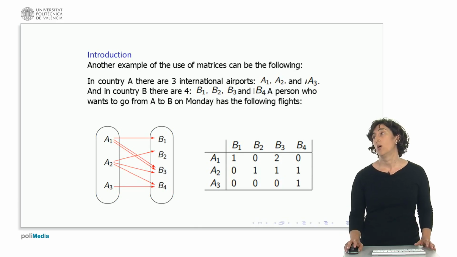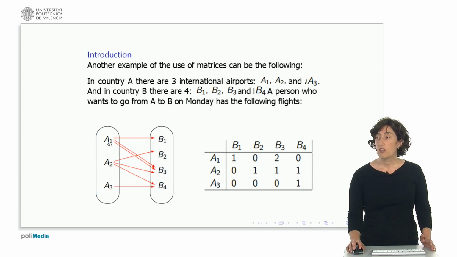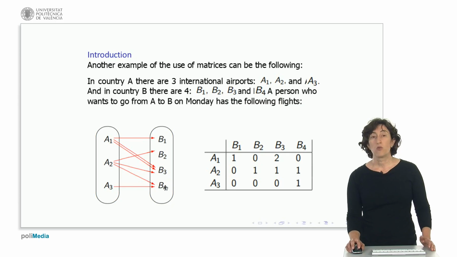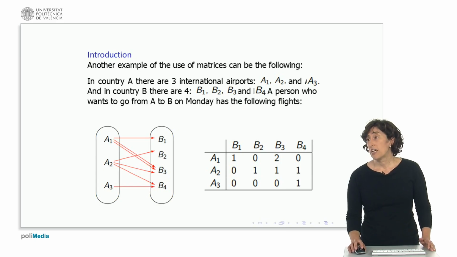It appears whenever we can build boxes of numbers. For example, if I have a country A with 3 international airports, A1, A2, A3, and a country B with 4 international airports, B1, B2, B3, and B4, and I relate all the flights joining each of the airports: from A1 to B1 there is a flight, from A1 to B3 there are 2 flights, from A2 there is one to B2, another to B3, and another to B4, and from A3 there is one to B4. Well, this is a representation by Venn diagrams, which we could also represent as a box of numbers in this way.